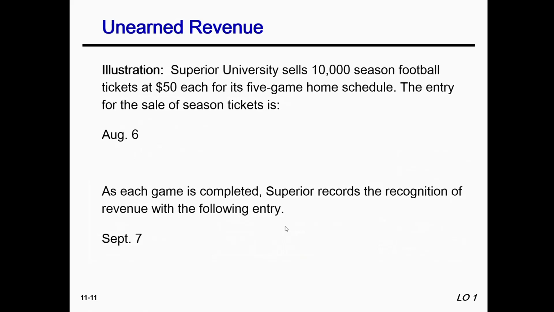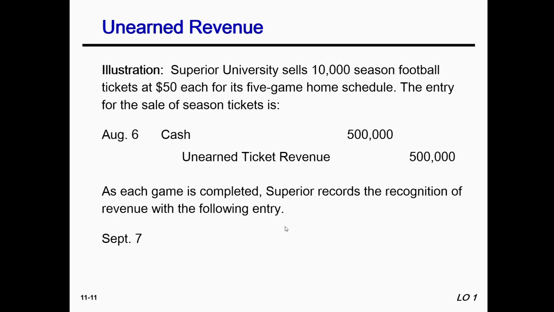The entry for the sale of season tickets: firstly the tickets are sold, then the matches will be held. How many tickets? 10,000 tickets. $50 is each ticket price. So the total money collected by Superior University is $500,000, that is 50 multiplied by 10,000. But this is not their sales revenue. This is their unearned ticket revenue.